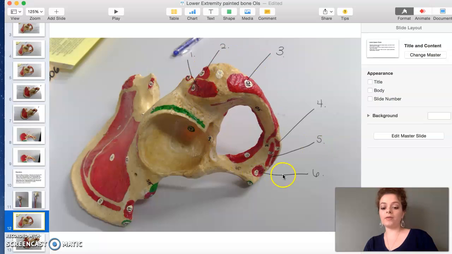And because they are all in red, they are origins. And this makes sense because insertions are the more movable aspect. And so with them being hip and thigh muscles, it would make sense that they would be more inferior.